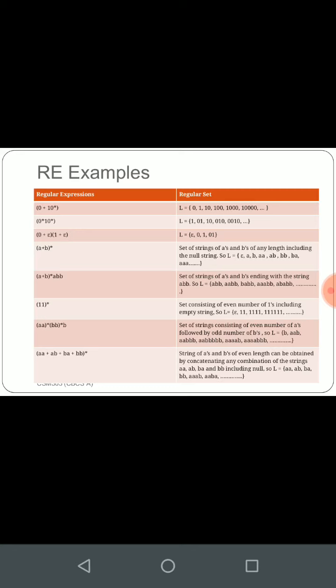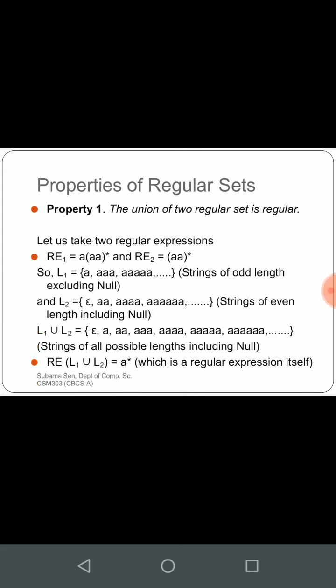Next, a plus b whole star. What is the meaning of this? The set of strings of a's and b's of any length including the null string, because star is there. So it can be epsilon, it can be a, it can be b, it can be aa, it can be bb, it can be ab, anything, any combination. Similarly for others you can just follow the chart and you can try out many more examples. So I think now it is clear how to convert a regular expression to a regular set, and that is a language only. Fine. Okay.